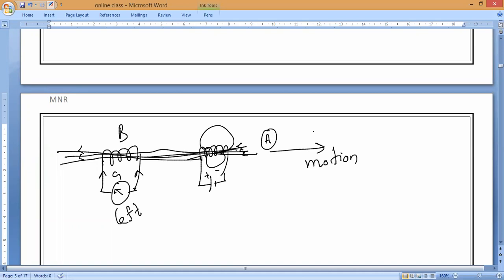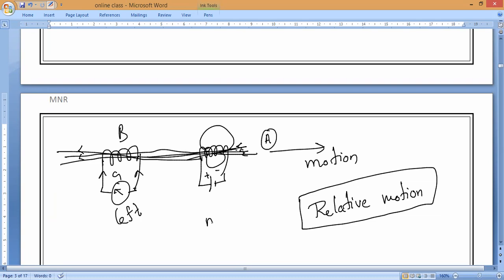See, when both the coils are in relative motion, do you understand? Means both the coils are coming forward and going away from each other. Then you can see an induced current is produced due to the change in what, guys? Due to the change in only one thing. That is what? Magnetic field, or we can say magnetic flux.